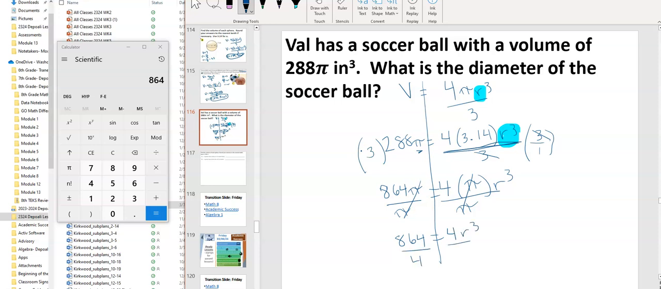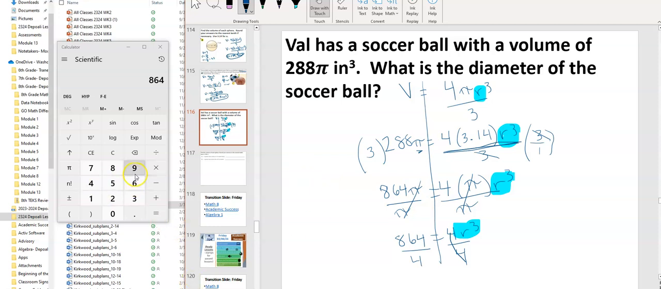Divide by 4 on both sides because, again, what is the thing I'm trying to get all by myself? And you can even do this. You can circle it on your own if you're getting stuck. Like, where is that thing I'm trying to find? It's this guy, this guy, this guy. What do I need to get rid of? The 4. That way I can get r cubed by itself.